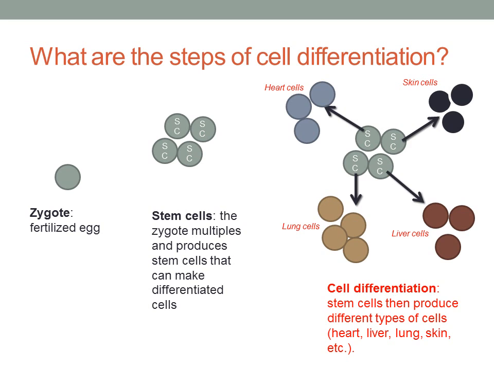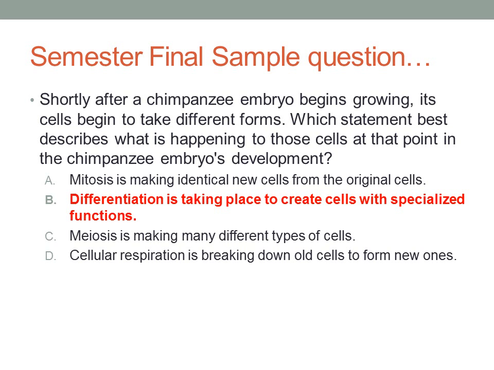If we look back at the previous slide, we see that cell differentiation is when we have cells becoming different and having a certain function that is different than other cells. So the best answer for this one would be B, differentiation is taking place to create cells with specialized functions.